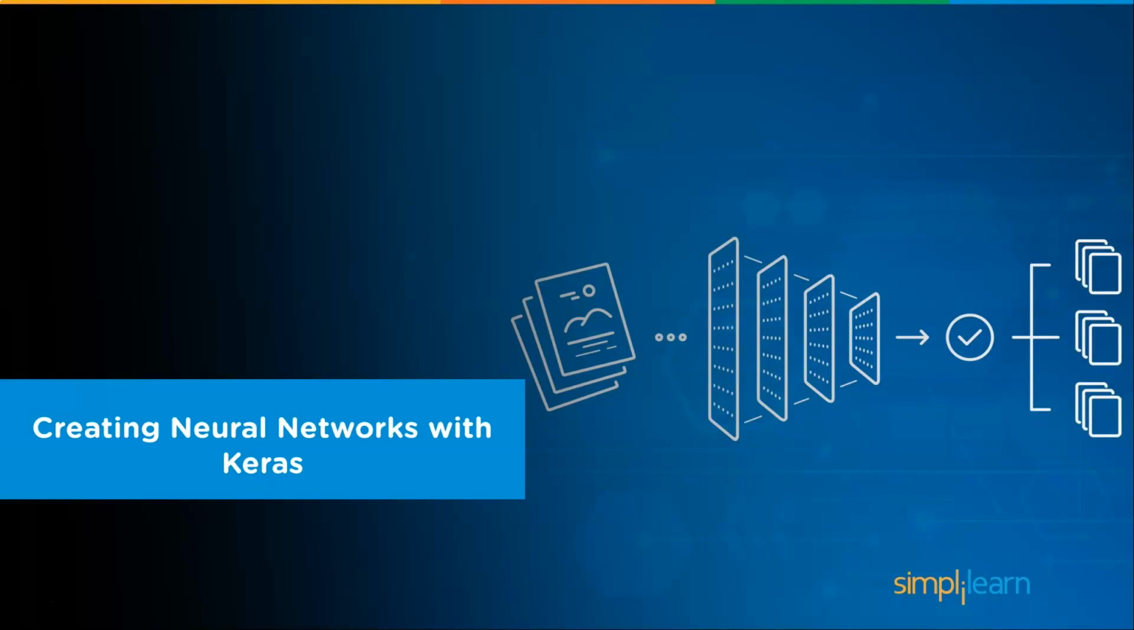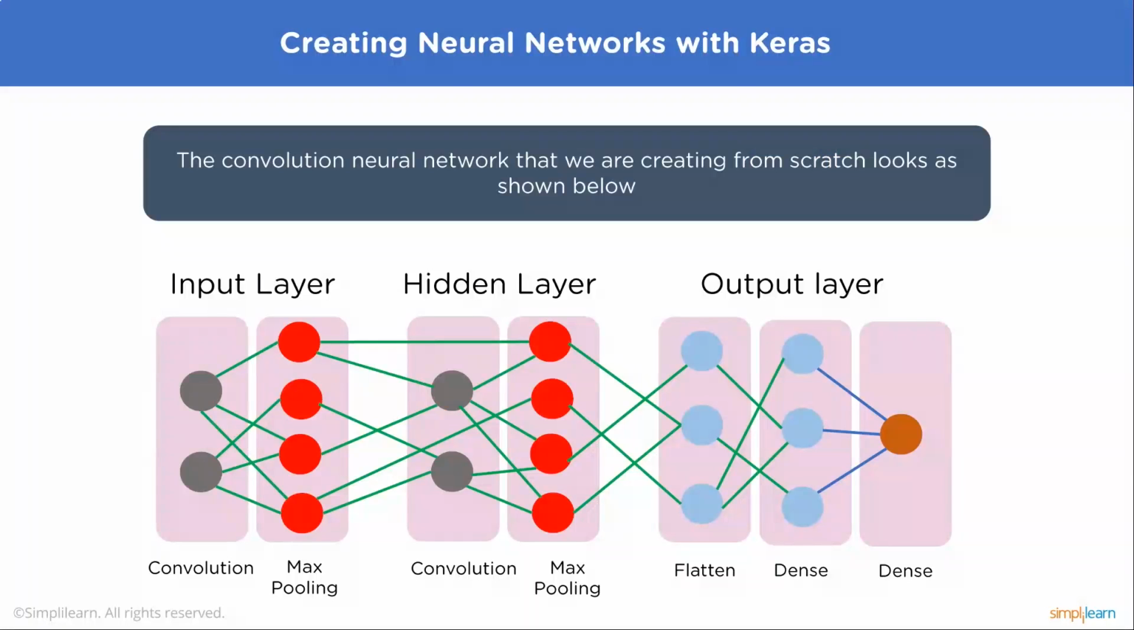And then we're going to go into creating neural networks with Keras. The convolutional neural network that we are creating from scratch looks as shown below. You'll see here we have our input layer. They haven't listed max pooling. As you're coming in, the input layer is actually before this, but the first layer it's going to go into is a convolutional layer. Then you have a max pooling that pools the convolutional layer's returns. In this case, they have 2 of those. That is very standard with convolutional neural networks.